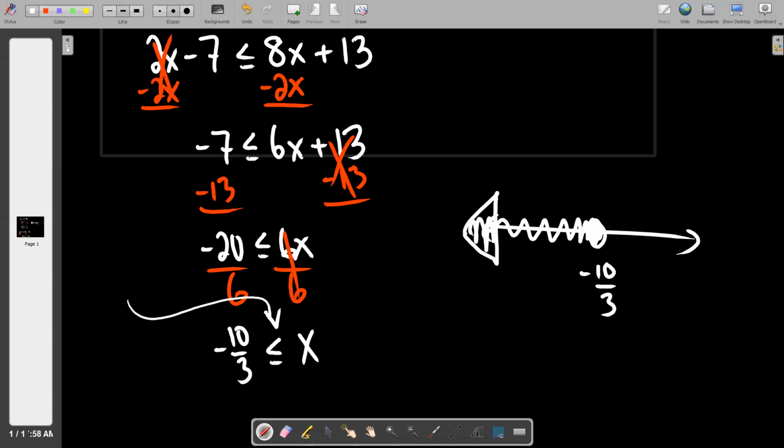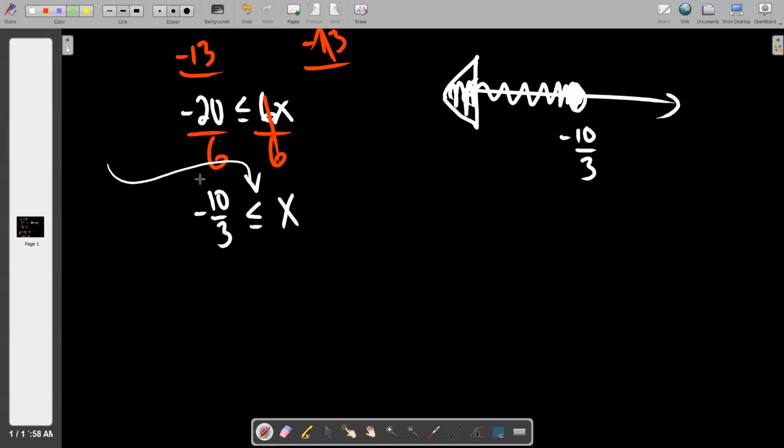This answer is defective. I should always express my answer in a logical way so that my brain and my pencil put on the graph what I hear. And what I should have heard is x is actually greater than or equal to -10/3.